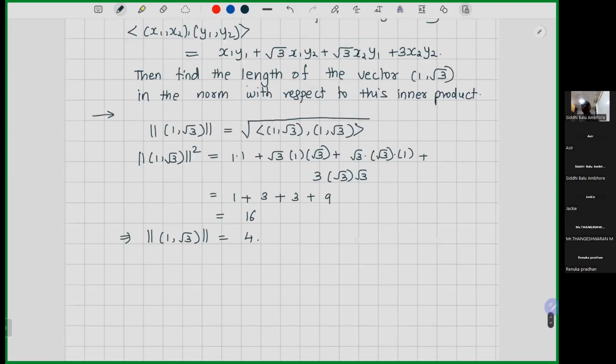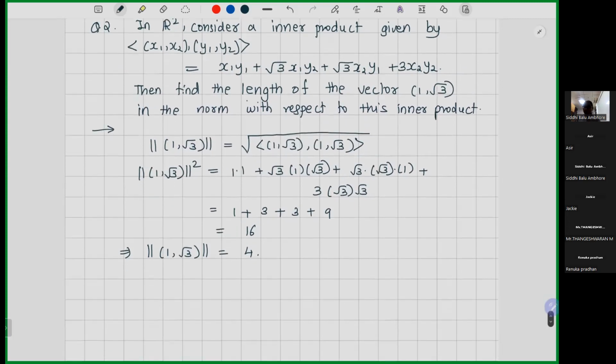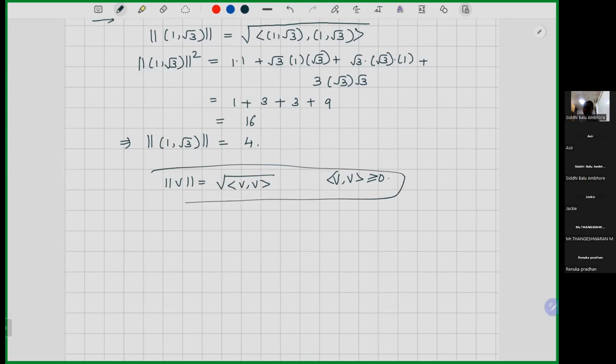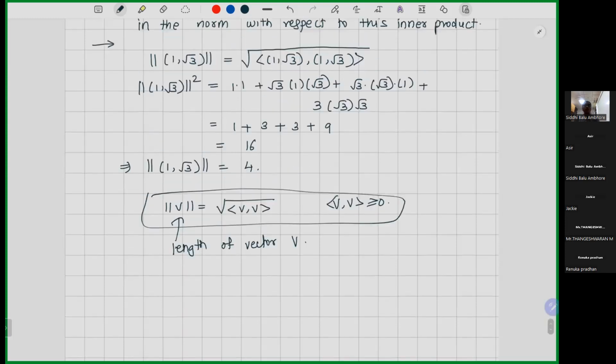Ma'am, can you please explain? I could not understand the calculation of the norm. The norm of V is the square root of the inner product of V with itself. Because V comma V is always greater than or equal to 0, positive if V is non-zero and 0 if V is 0. So this is the definition, and this is called the length of vector V with respect to this inner product.